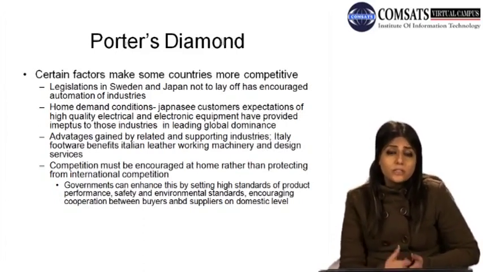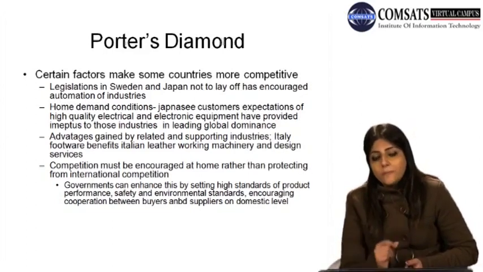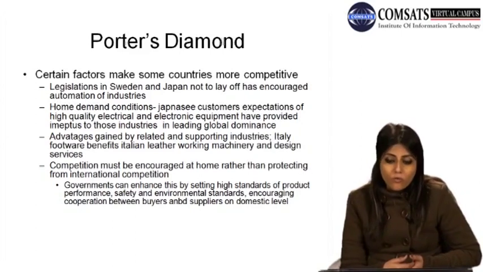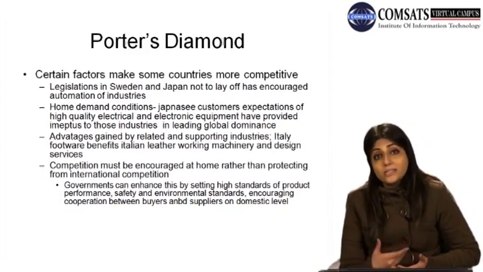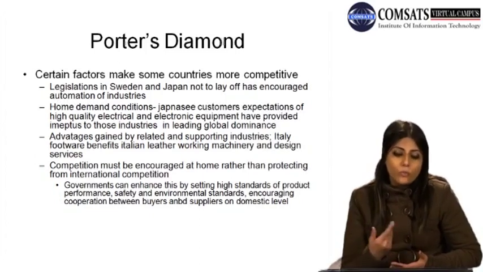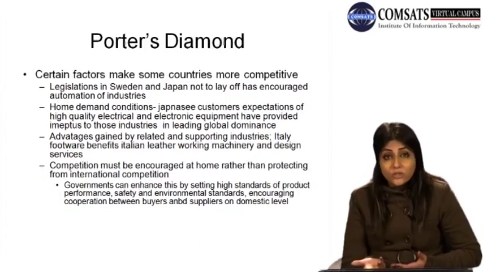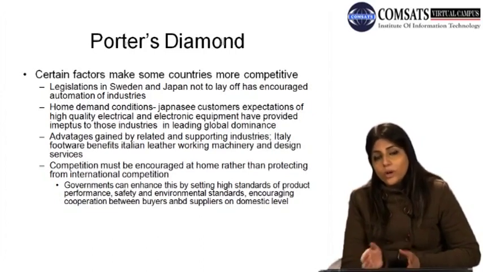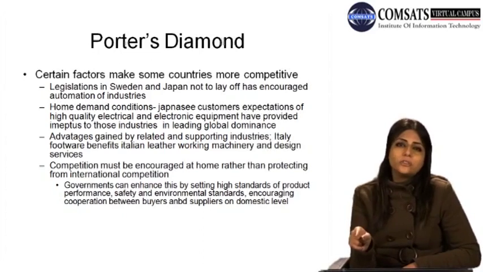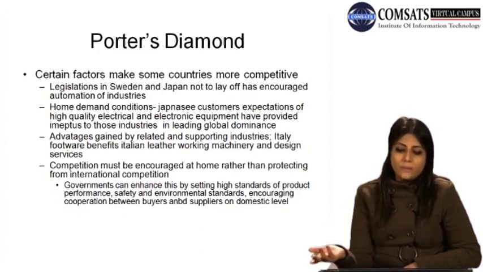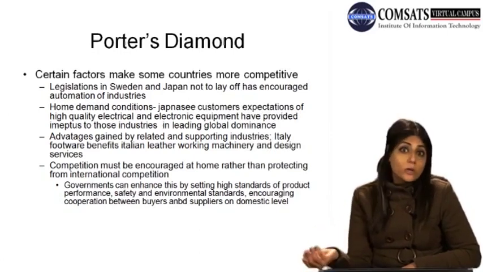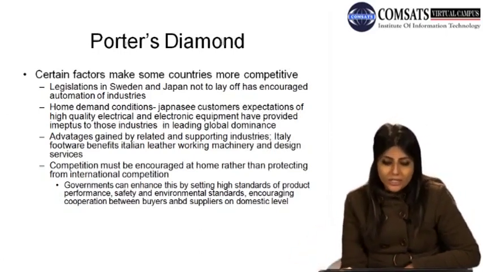Then there can be certain home demand conditions. For example, Japanese customers have always expected very high quality electrical and electronic equipment, and as a result, their electrical and electronic industry has really grown. It provided impetus to those industries to grow locally, and they gained global dominance because the home demand conditions were so conducive in Japan, right? And you can see today how the Japanese electrical and electronic equipment is dominating the world market.